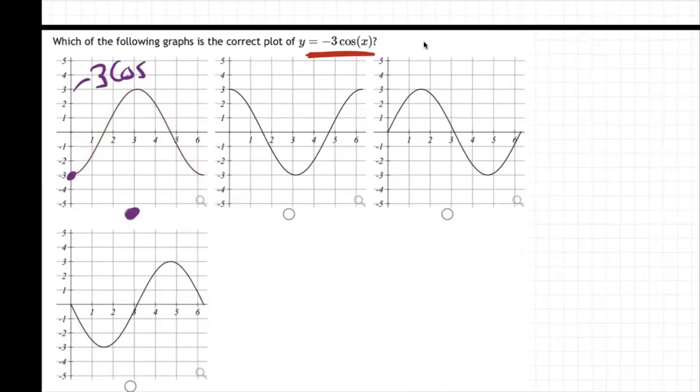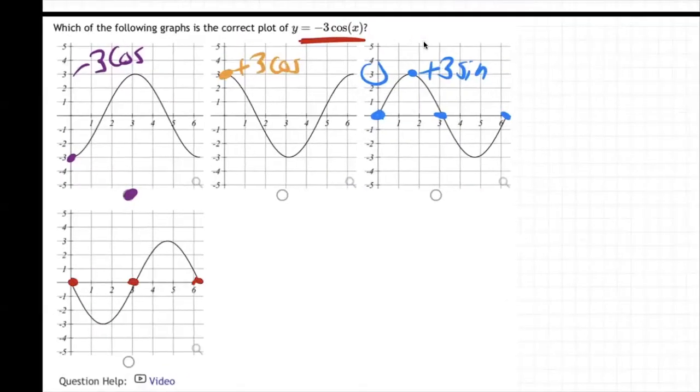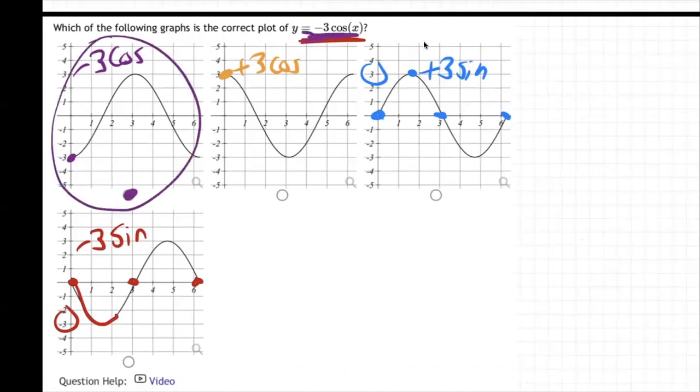Let's see why the other ones aren't right. This one starts at +3. This will be a +3 cosine, because it is a U shape. This one is middle, middle, middle. So this is sine, and it goes up first. This is a +3 sine. And lastly, this one goes middle, middle, middle, so it's a sine, and it goes down first. It's a -3 sine.